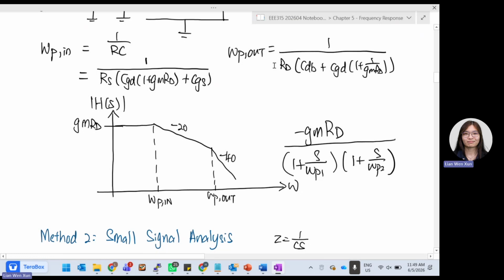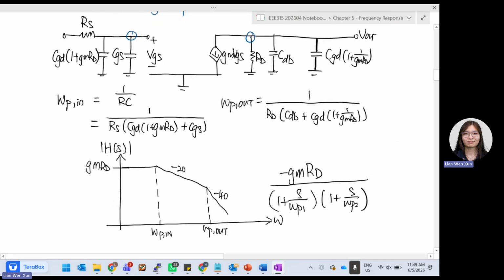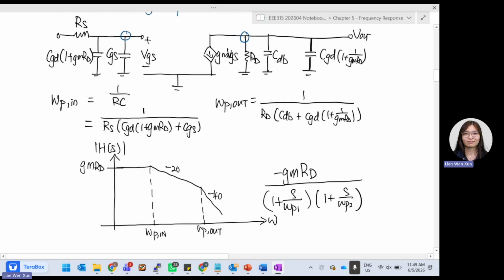So you have two poles. So your Bode plot basically has to drop 2 times. One is omega P in, one is omega P out, and your gain is GMRD, because we already know common source is GMRD. So you need to write the whole transfer function. It will just be negative GMRD over 1 plus S over omega P1, 1 plus S over omega P2. Okay, I will pause it here to let you digest it, if you really understand this part.